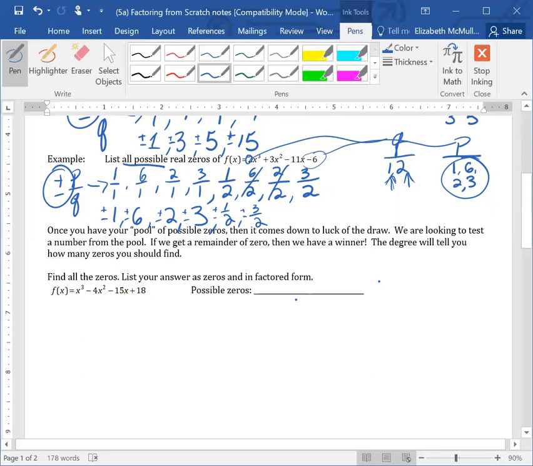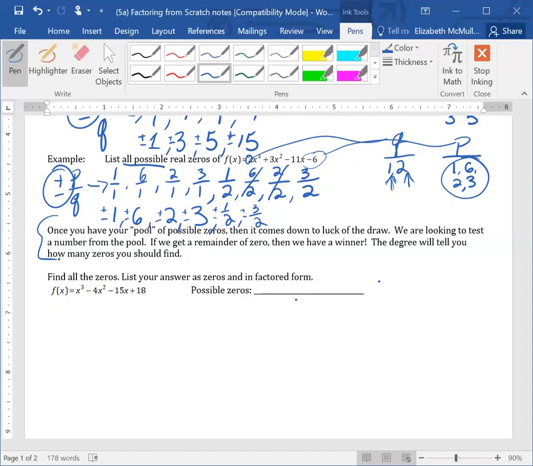It's just like homecoming queen. You have a pool of candidates. Any of these people could be homecoming queen. Not all of them are going to be. Only one person gets elected. So similarly to that, once you have your pool of possible zeros, all the people that could possibly get elected, then it comes down to luck of the draw.